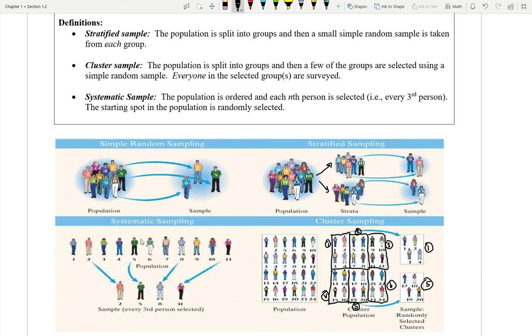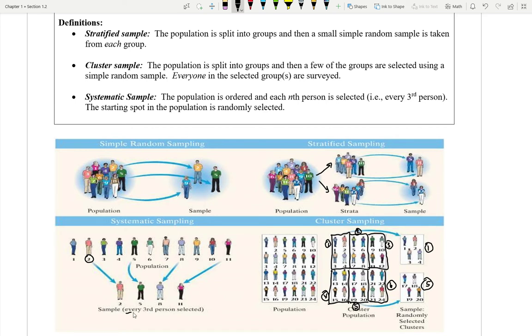The last type of sampling that we have is often the easiest one to identify. It's a systematic sample. Again, it starts off saying that we need to have every single person in the population identified and numbered off. And then what we're going to do is randomly select a starting point. Here you can see I'm starting at person number 2.